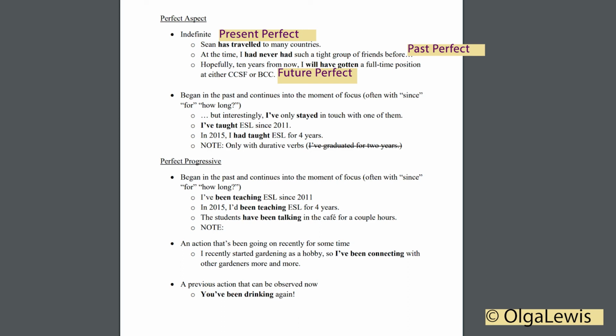This is his experience. At the time, I had never had such a tight group of friends before. In this case, you're using past perfect. And again, this action happened before a certain one in the past. And the last example is future perfect. Also, use the perfect aspect when you describe an action that began in the past and continues into the moment of speech. Sometimes we use the perfect aspect with words how long, for, and since.